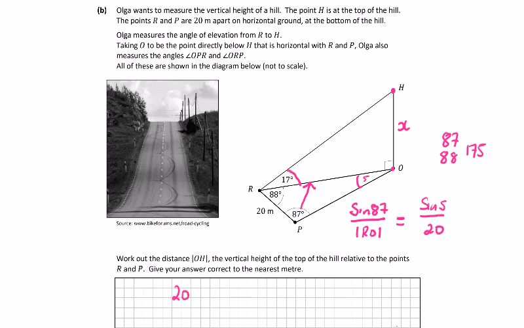So 20 sine 87, put in degrees if you want, is equal to sine 5 by RO. So if we just leave the RO there and divide by sine 5, we'll get what RO is, and this works out to be 20 sine 87 divided by sine 5, 229.16. I'll leave it to 2 decimals for now because we want to find X.